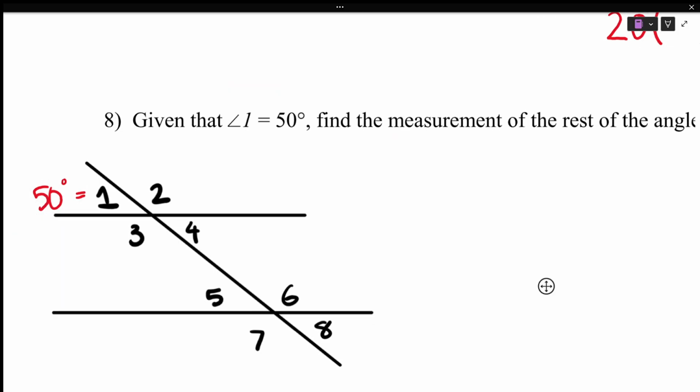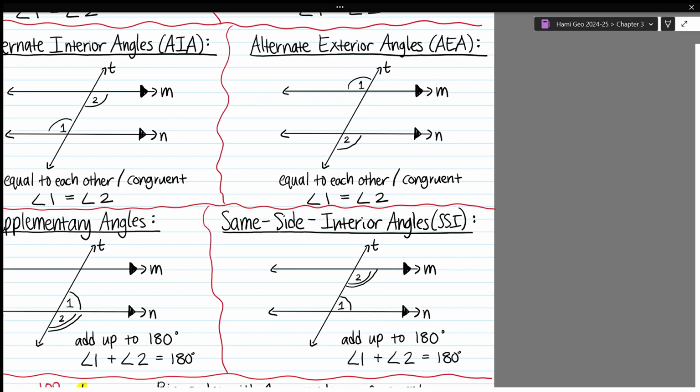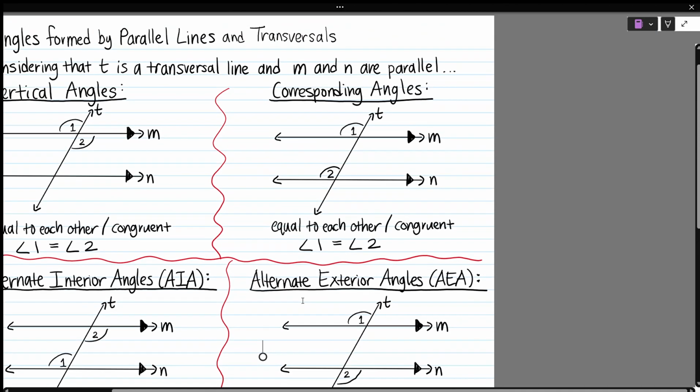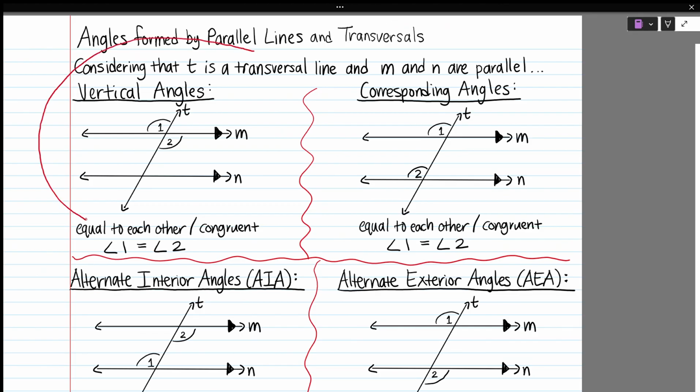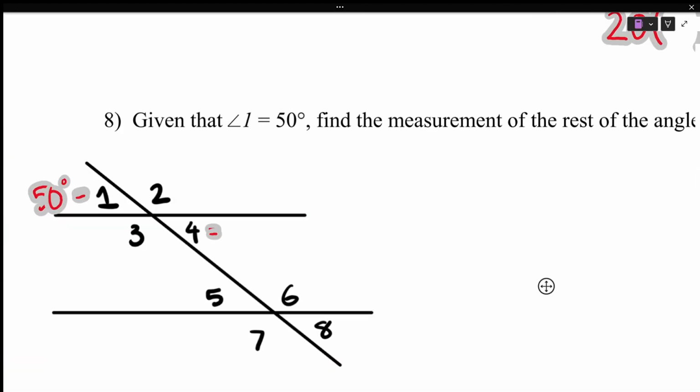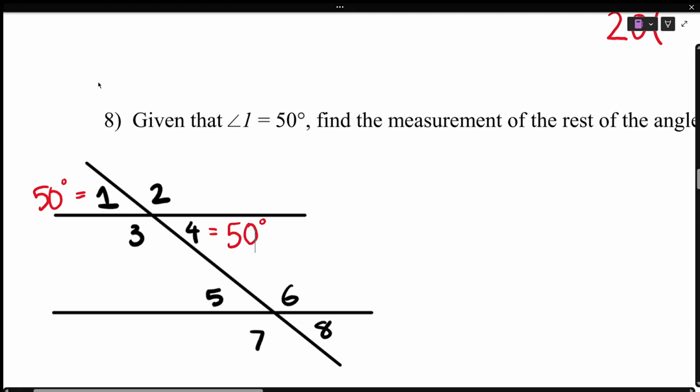1 and 4. These two, 1 and 4, are vertical angles, right? Vertical angles, they are across from each other. They are this one right here. They're across from each other, so they have to be equal. Okay? So we're going to say angle 4 is 50 degrees. Right? So now let's look at 4 and 5.